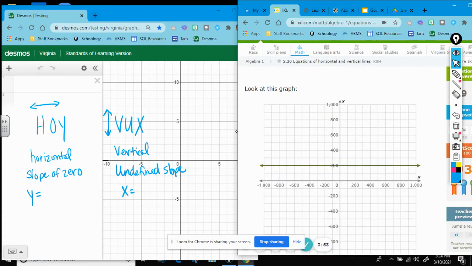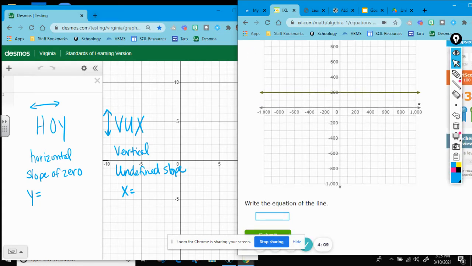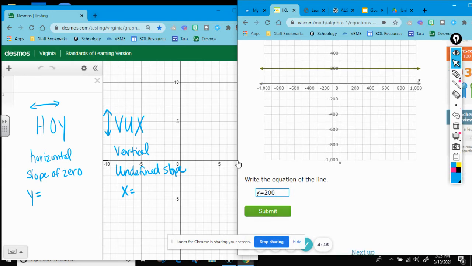Really, here, finally, they gave us a horizontal line. Okay, and it's a weird bunch of numbers, right? Usually this would just be 1, 2. Well, this is 200, so I'm going to use that value. It's a horizontal line, so that means it's a y is equal to. And what number? Whatever number it's crossing at. So y is equal to 200. And that's it. That's how that works.